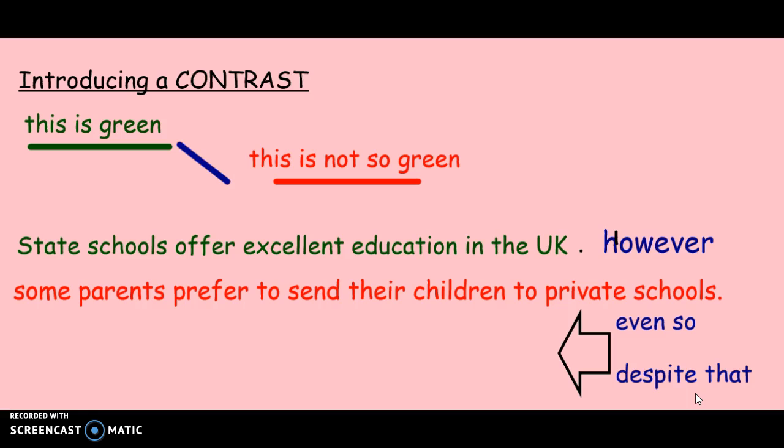For example, state schools offer excellent education in the UK. Even so, some parents prefer to send their children to private schools. Or, state schools offer excellent education in the UK. Despite that, some parents prefer to send their children to private schools. So this is an example of linkers that are used to show a contrast.